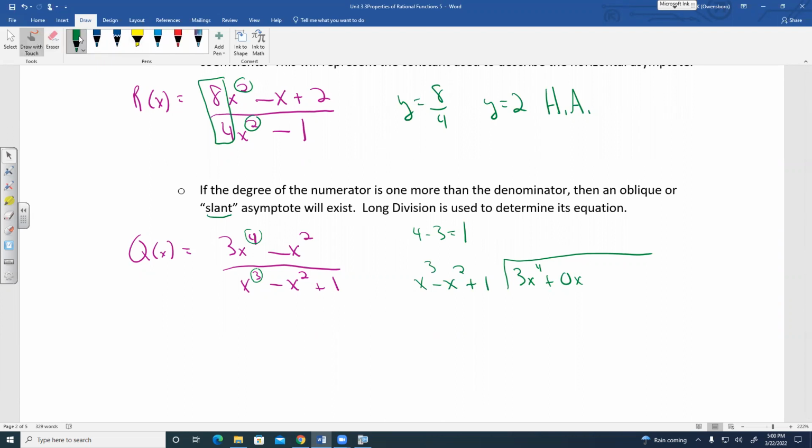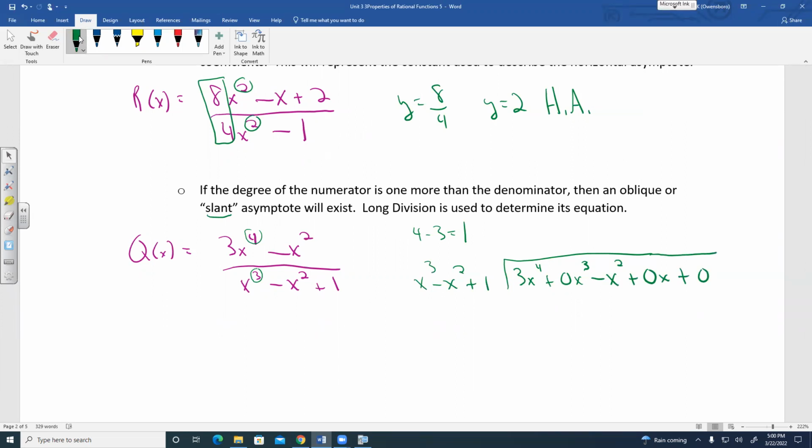In the numerator, there is not an x cubed term, so I put a 0 as its coefficient. Then you do have a minus x squared, but notice the linear term, the degree 1 term, is missing, so its coefficient is a 0. And the constant was missing, so it's also a 0.